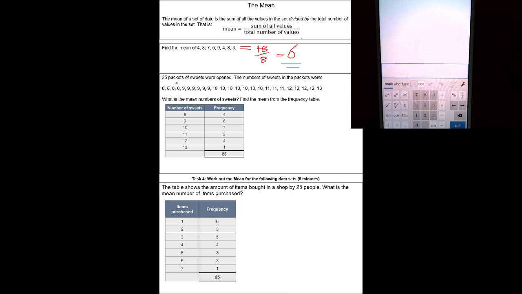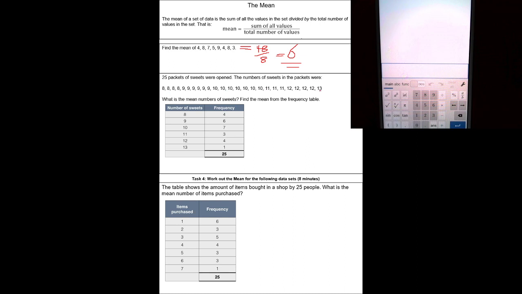Okay, moving on. We have got 25 packets of sweets. Oh no, I don't need to do more examples for you, do I? Oh no, I am doing this one. Yeah. Okay, so these are all the sweets in the packet. You can see that they've been sorted very kindly for us. So we need to add all of these values up.